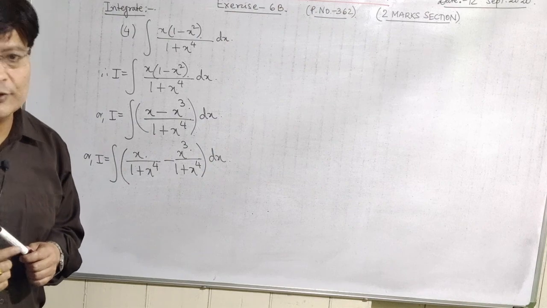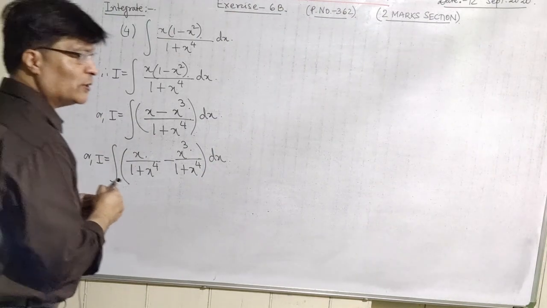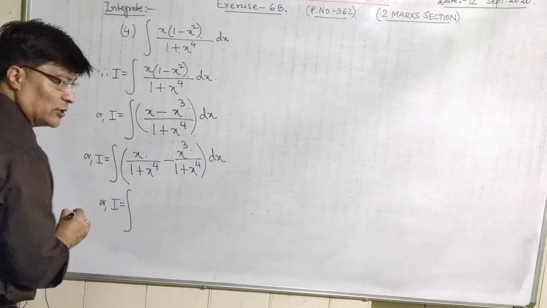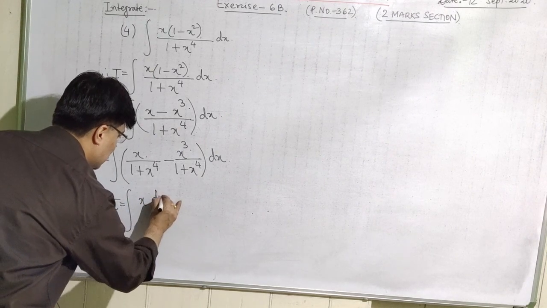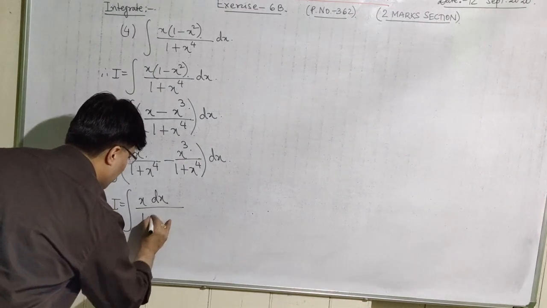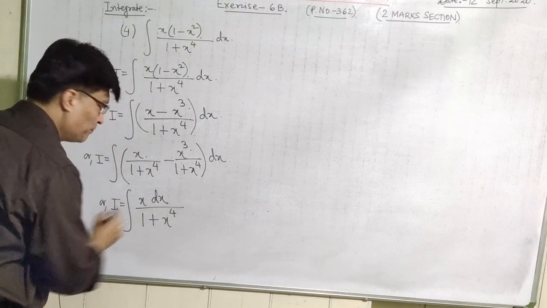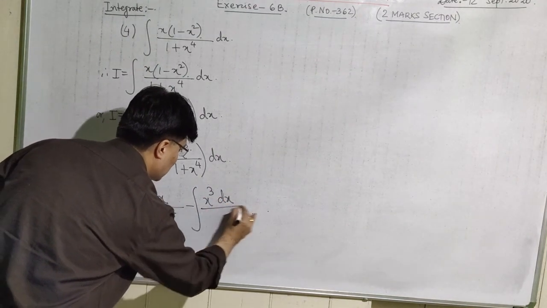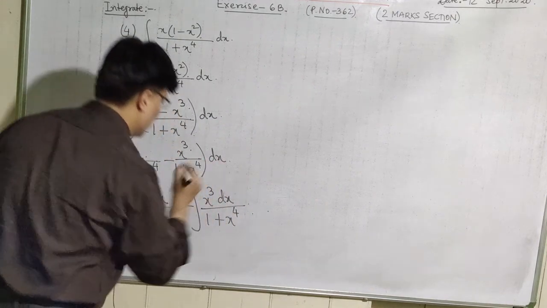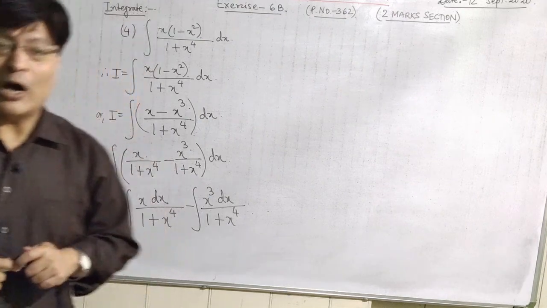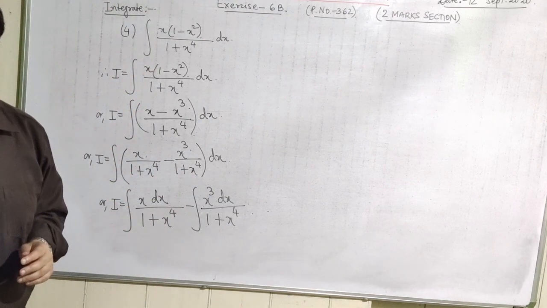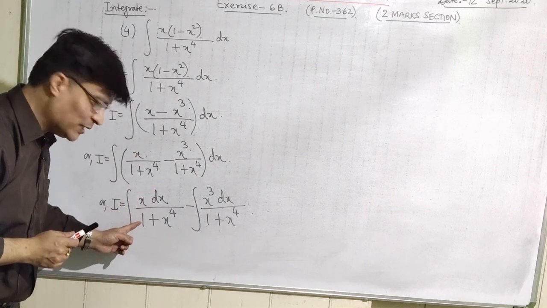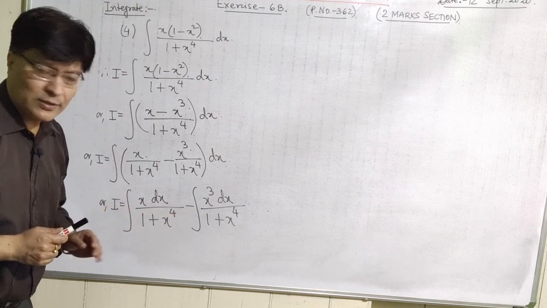I think you have understood it. So what will you do in the next step? Let us separate the terms. Let us separate the integral sign and dx also. Integral of x dx divided by 1 plus x to the power 4, minus integral of x cube dx divided by 1 plus x to the power 4. Now, how will you integrate these two integrals? For the first integral, there is x and in the denominator we have 1 plus x to the power 4. So, how can you integrate it?